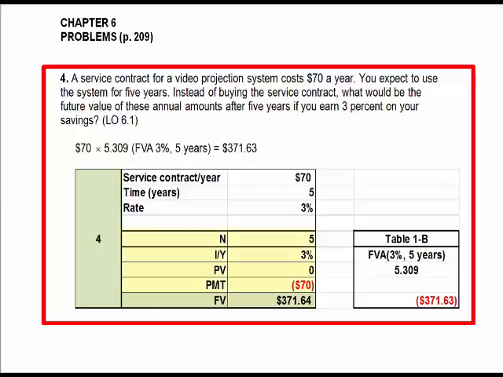Well, if you do it in your calculator, N is 5, I/Y is 3, present value 0, payment negative 70, result 371.64. If you go to the table, it's the future value of an annuity for 3% at 5 years, 5.309, multiply that times 70, 371.63.